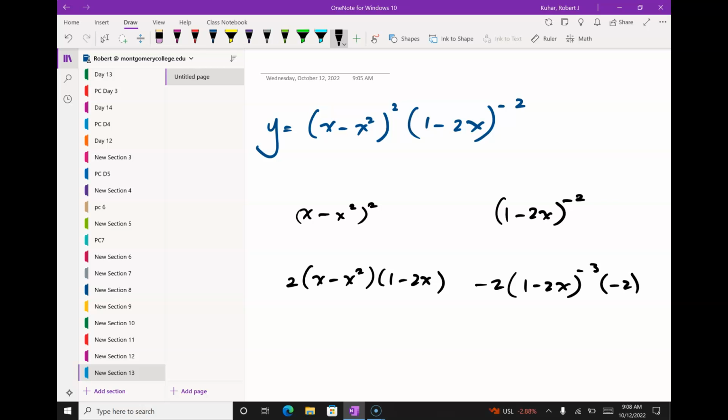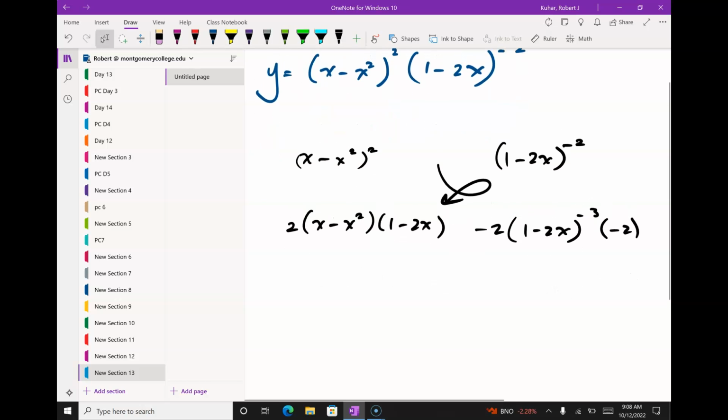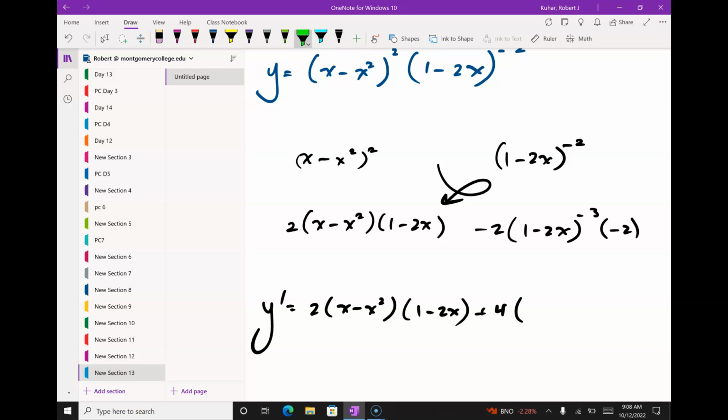So far, it's looking good. I need this product, right? I need that loop for the product rule. So y prime is 2 times x minus x squared, that quantity, times 1 minus 2x, plus 4, right? So now I'm combining things here. There's my +4 times an x minus x squared quantity squared times a 1 minus 2x quantity to the -3rd.